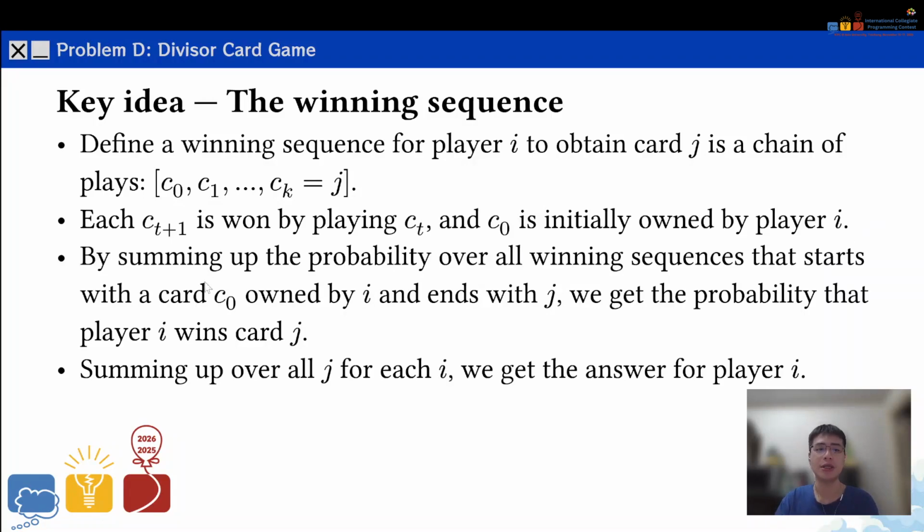The solution here is to sum up the probability over all possible winning sequences that start with a card owned by I and end with a card J. By adding all the probabilities that this winning sequence appears in a random permutation, we get the probability that player I wins card J. Then we sum up over all J for each I, and we get the answer for player I. This is from the linearity of expectation.